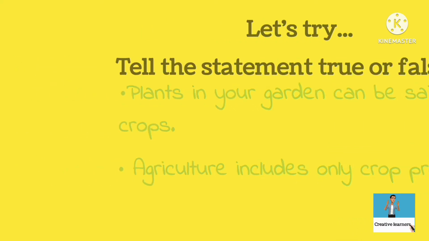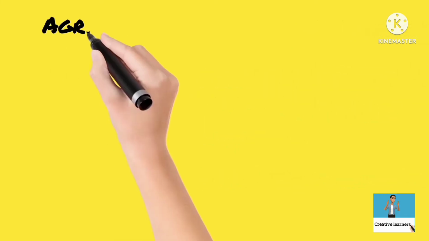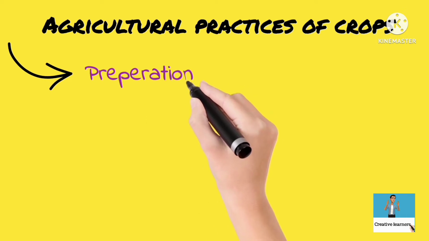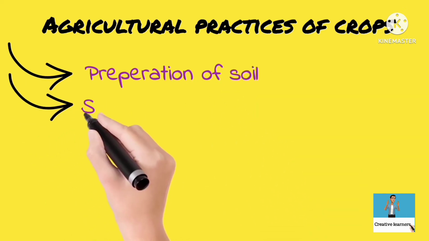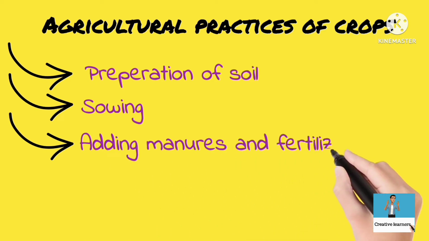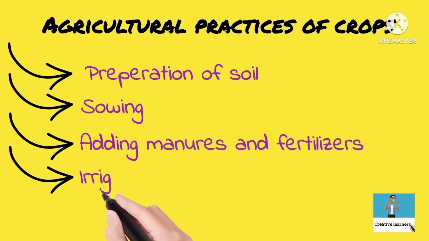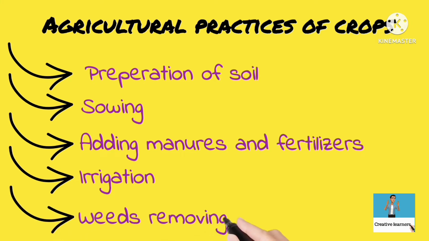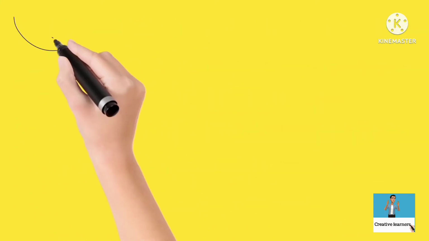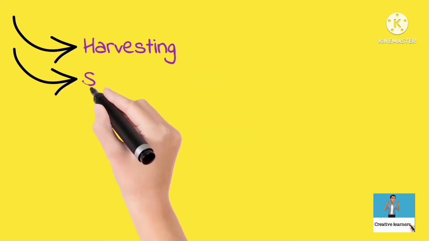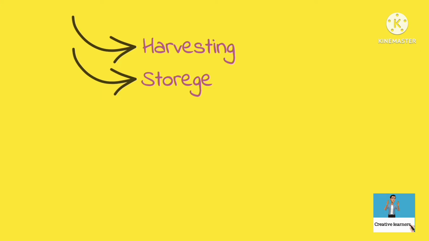So let's jump to our next topic. Agricultural practice of crop production. It includes preparation of soil, sowing of seeds, adding manures and fertilizers, irrigation to crop, and weed removing. It also includes harvesting and storage of crops.